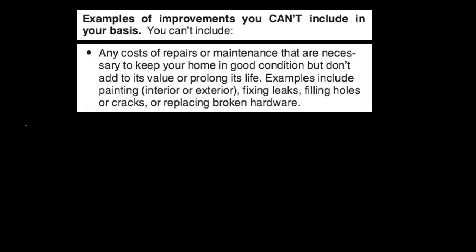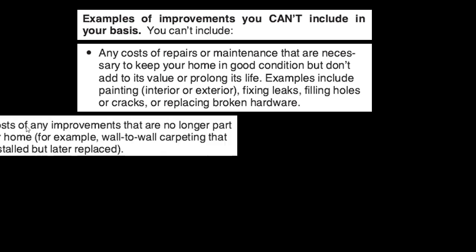Back to the text. Example of improvements you can't include in your basis. So these are things that you cannot include. You cannot include any costs of repair or maintenance that are necessary to keep your home in good condition but don't add to its value or prolong its life. Examples include painting, interior or exterior, fixing leaks, filling holes or cracks, or replacing broken hardware.